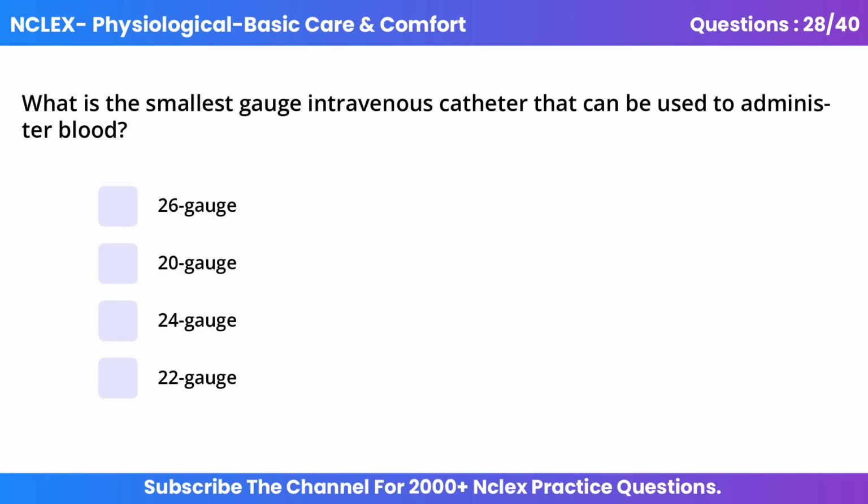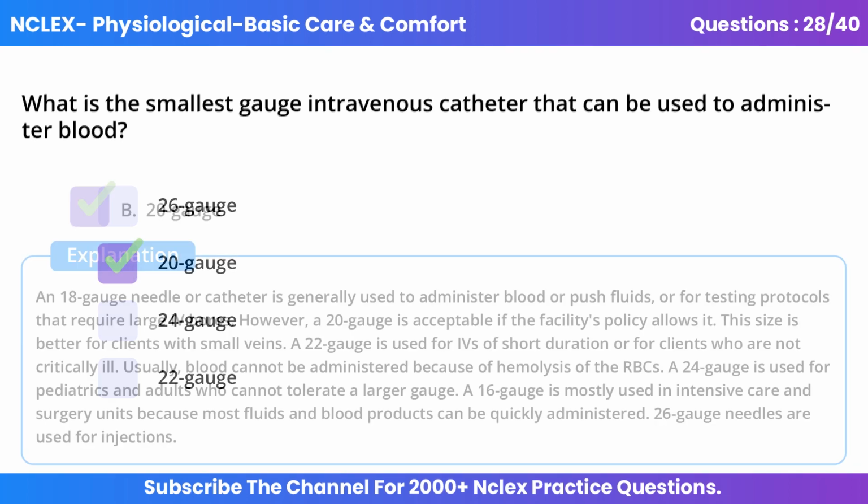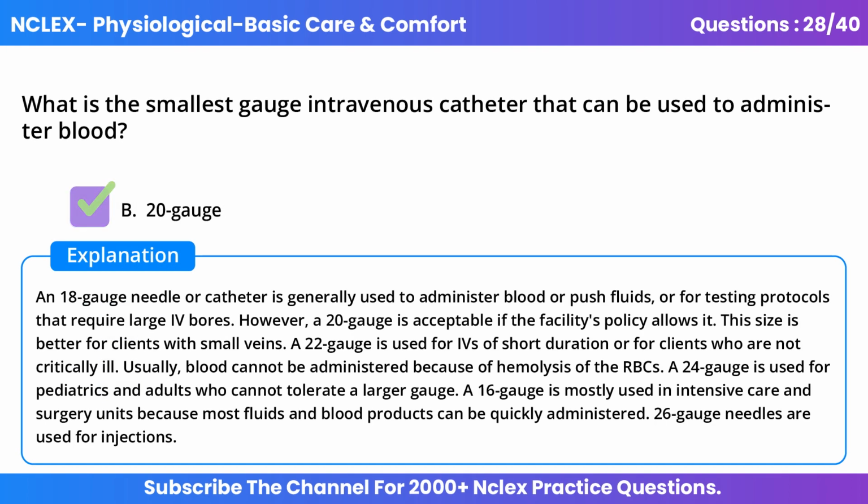Question 28. What is the smallest gauge intravenous catheter that can be used to administer blood? B. 20 gauge. An 18 gauge needle or catheter is generally used to administer blood or push fluids, or for testing protocols that require large bores. However, a 20 gauge is acceptable if the facility's policy allows it.